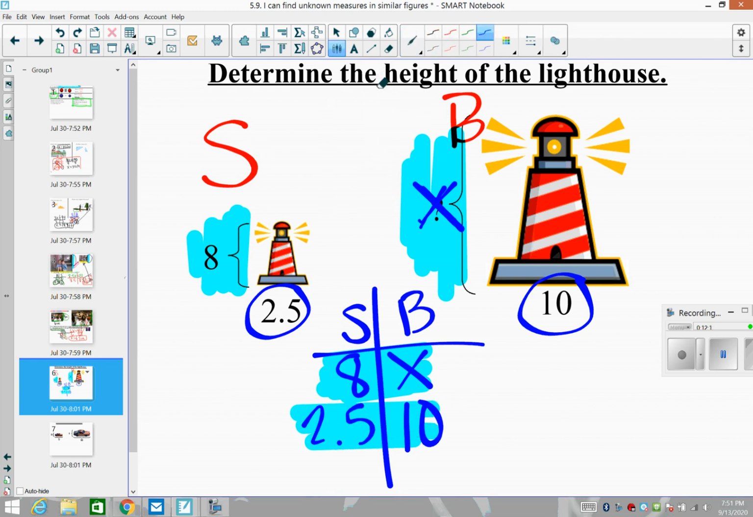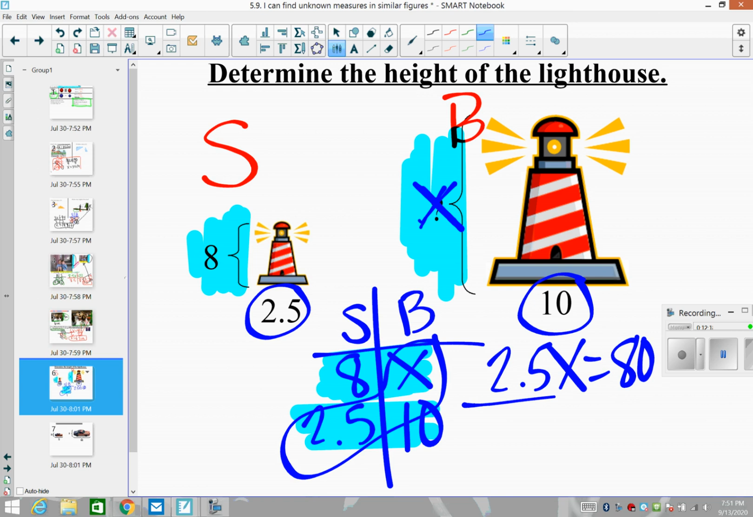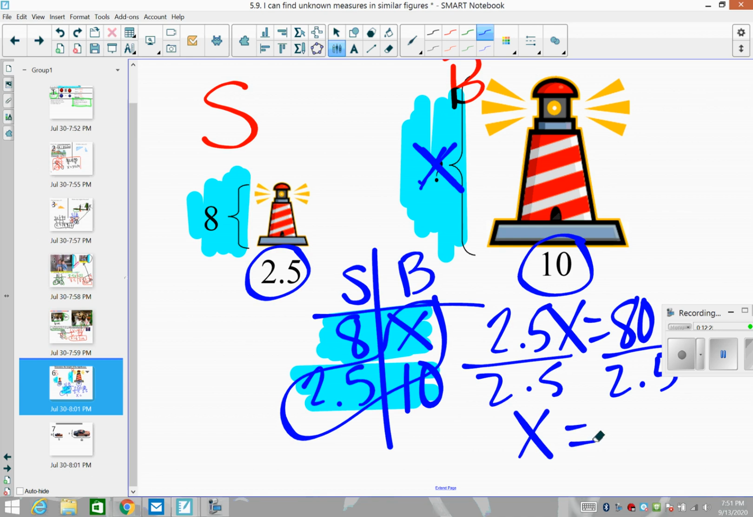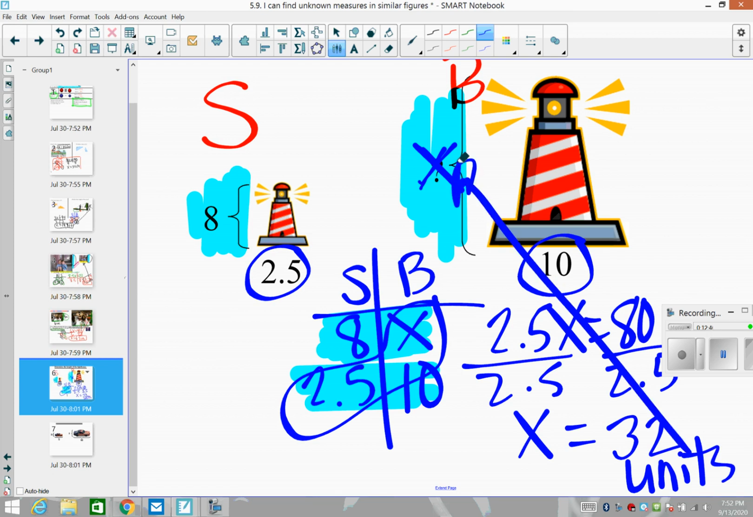The width of 2.5 corresponds to the width of 10, so they go in the same position. Taking cross products then, we're going to multiply across, so that's 2.5x equals 80. We're going to divide by 2.5, copy, paste. And what we're looking for here is what is the height of the lighthouse. So we would have 80 divided by 2.5 gives me 32. Now, we don't have units listed, so I'm just going to say 32 units. So the height of that lighthouse is 32 units. I assume feet, but we'll go ahead and just call it units for now.